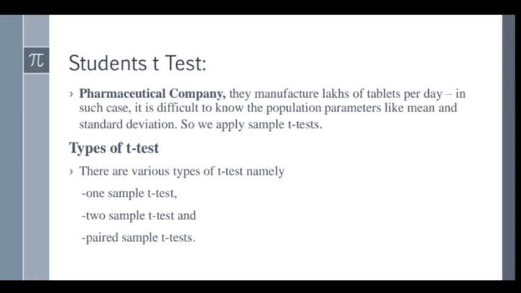Student t-test. Pharmaceutical companies manufacture lakhs of tablets per day. In such cases, it is difficult to know the population parameters like mean and standard deviation. So we can apply the sample t-test. Types of t-test: there are various types of t-test, namely one sample t-test, two sample t-test, and paired sample t-test.